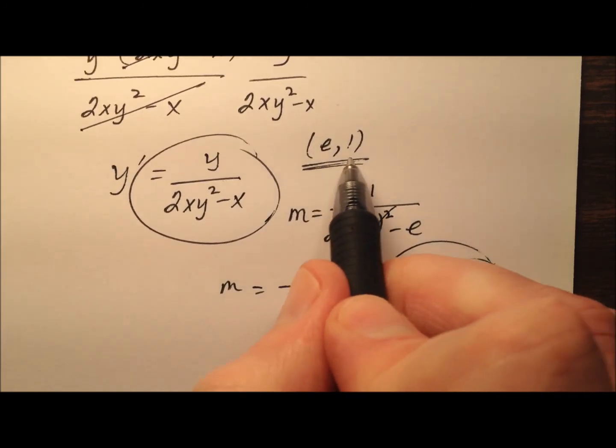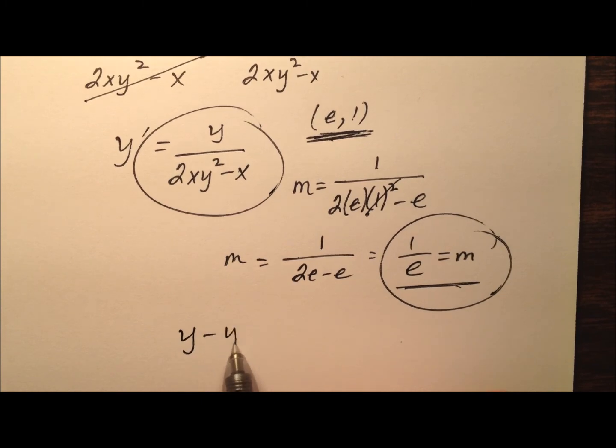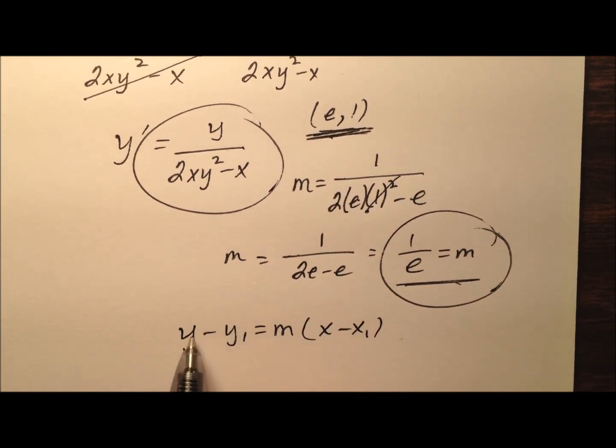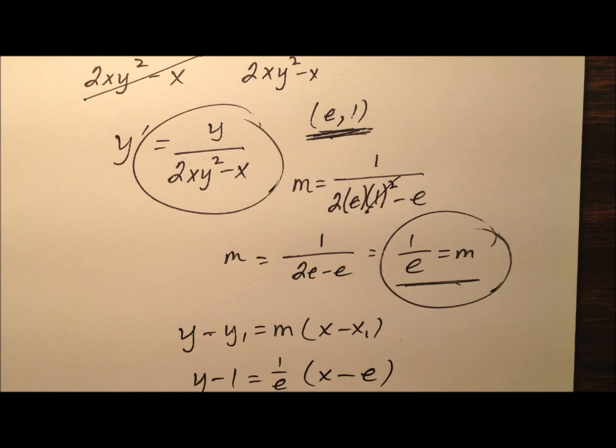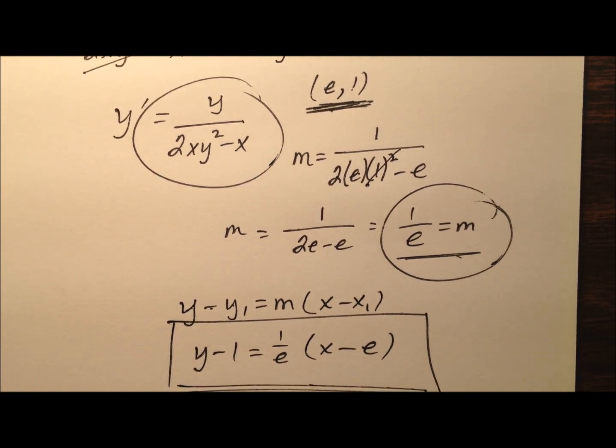Alrighty, so I have my ordered pair here, and I have my slope. Let's write the equation of this tangent line. We'll do so in point-slope form. So y minus the y coordinate, and that y coordinate was 1, equals my slope, which is 1 over e, and then it'll be multiplied by x minus the x coordinate, which is e. So there's that tangent line equation written in point-slope form. And let's look at the graph of that to get an idea of what it looks like.